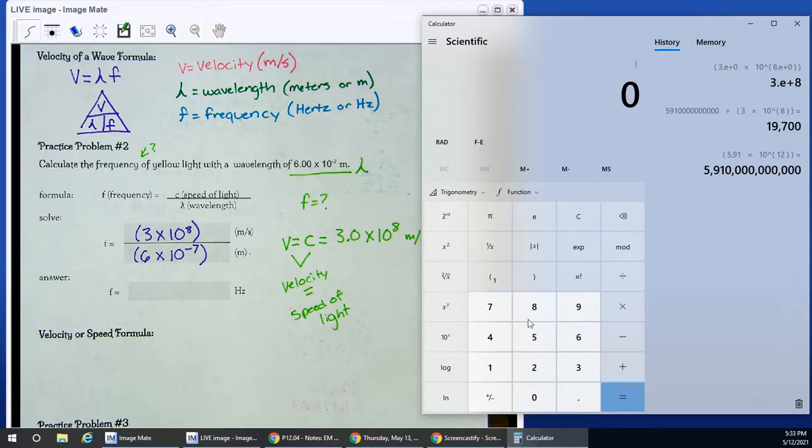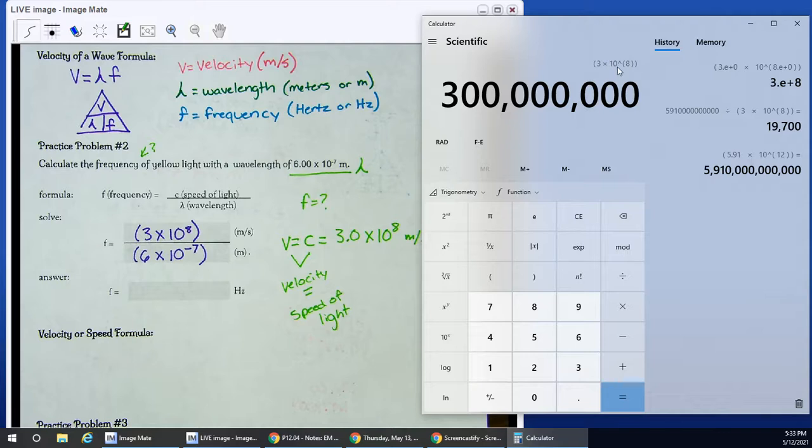So open parentheses, 3 times 10 to the 8th power, close it. So now I have 3 times 10 to the 8th. Then I'm dividing it by 6 times 10 to the negative 7th. So divide sign, open parentheses, 6 times.